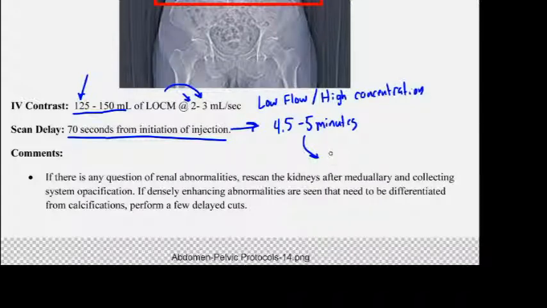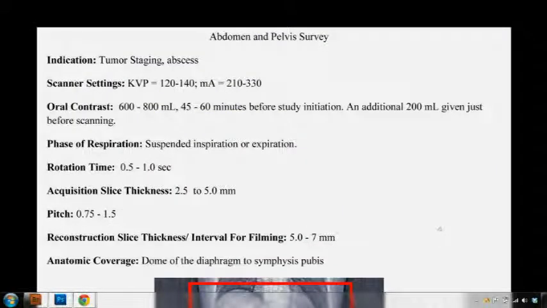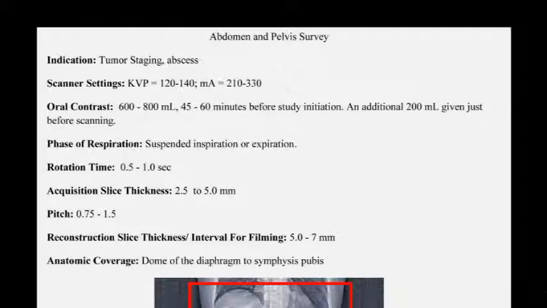And then if you were to see anything else, then you can scan probably something like a 7-minute scan and kind of stair step it on. But typically, this is going to be like the previous scan, but this is for abdomen and pelvis. It's an abdomen pelvis survey, and this is for tumor staging, abscess, things like that as well. Your KVP and your MA are the same as the abdomen survey.